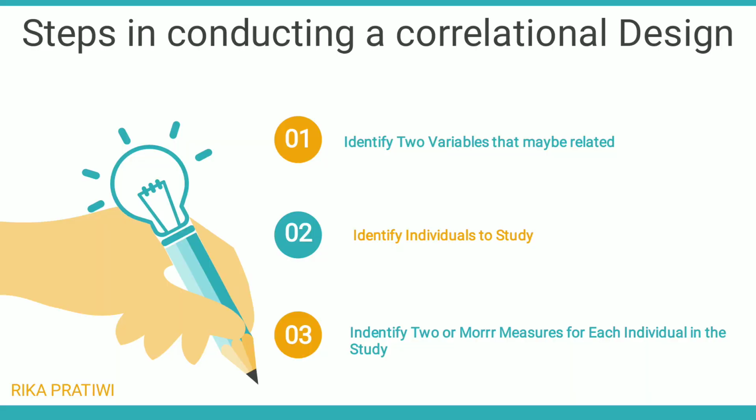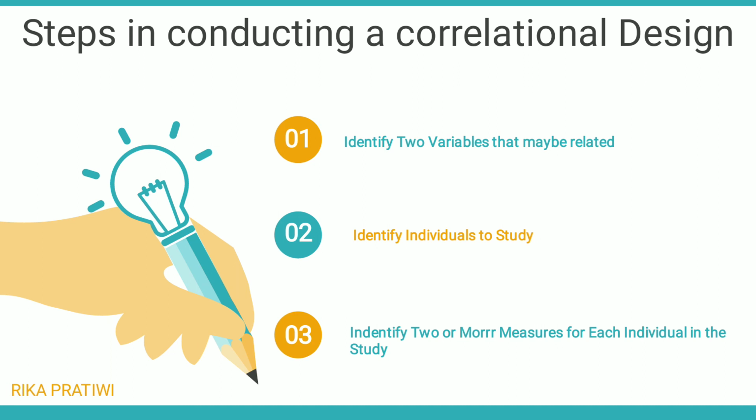Okay, the last about this chapter is steps in conducting a correlational design. The first step is to identify two variables that may be related. A correlational study is used when a need exists to study a problem requiring the identification of the direction and degree of association between two sets of scores.